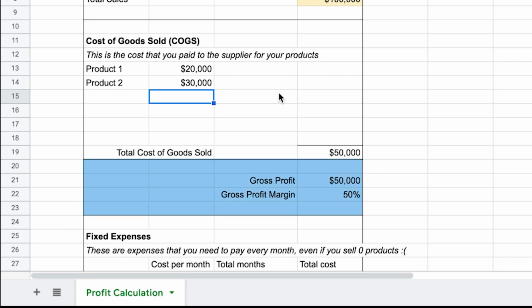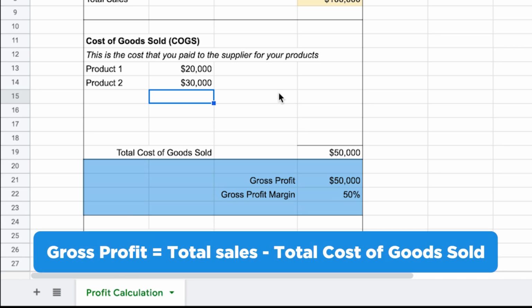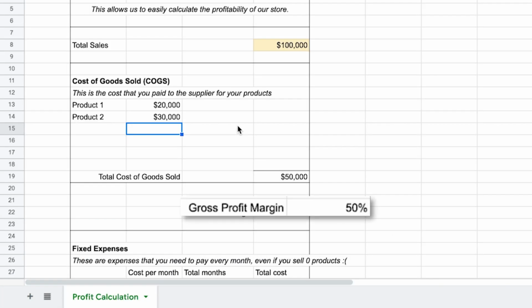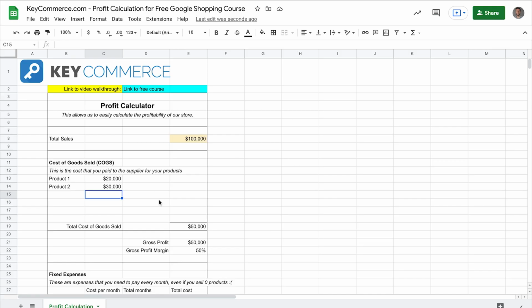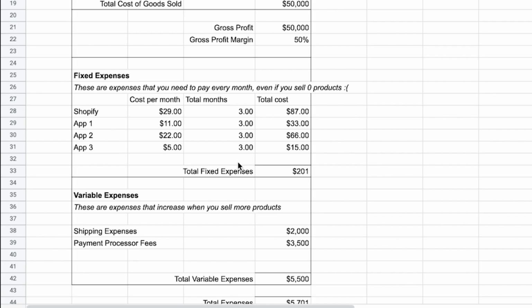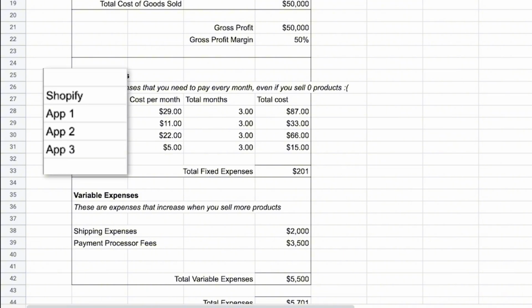The next section calculates your gross profit. This is just your total sales minus the total cost of goods sold. Then we have your gross profit margin of 50% too. Next, we'll enter your expenses. First, we have your fixed expenses. These are expenses you need to pay for your store, even if you sell 0 products. These are things like Shopify app subscriptions or anything like that.